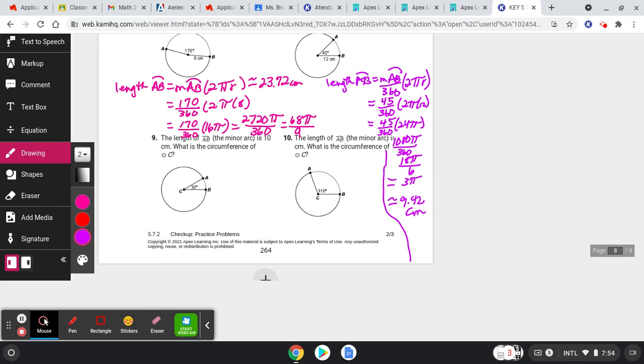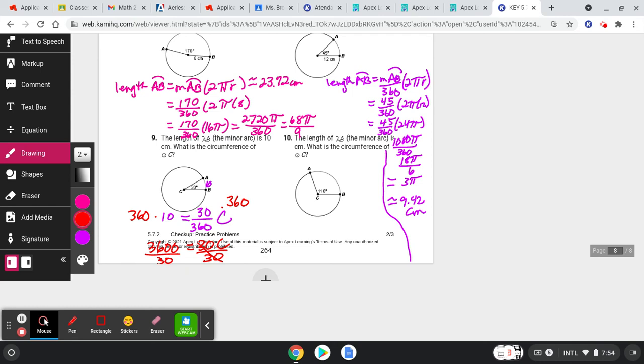Okay, looking at last two, number 9. The length of the minor arc is 10. So they're actually giving us the 10. They're giving us the output. What's the whole circumference? So 30 out of 360, that part, they're already telling us, times the whole circumference, which we're trying to find, is equal to 10. So let's multiply both sides by 360. And that's going to give me 3,600 is equal to 30C. Divide both sides by 30.